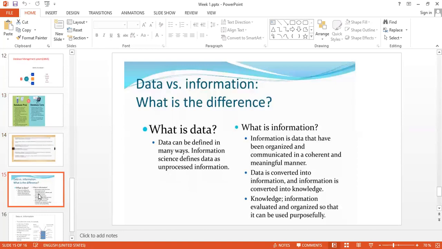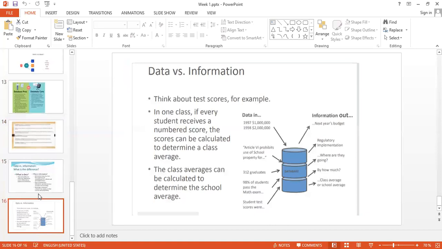So we have seen data, and we are saying data can be defined as unprocessed information, and information is data that has been processed and can be used in decision making. Anytime we have data in, it is unorganized. But the time we have data out, we receive it as information that can help us make decisions.